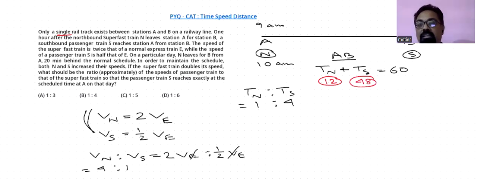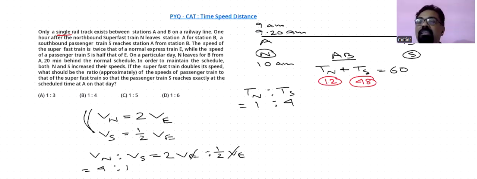Now the scenario is, on a normal day, train N takes 12 minutes to reach B from A and train S takes 48 minutes to travel from B to A. Now the changed scenario. What they are saying is that on a particular day, N leaves from A 20 minutes behind the normal schedule. We have assumed some data. We have assumed here 9 a.m. is the scheduled time to start from A. On that particular day, it is saying that it is 20 minutes late. So on that day, the timing will be 9:20 a.m.